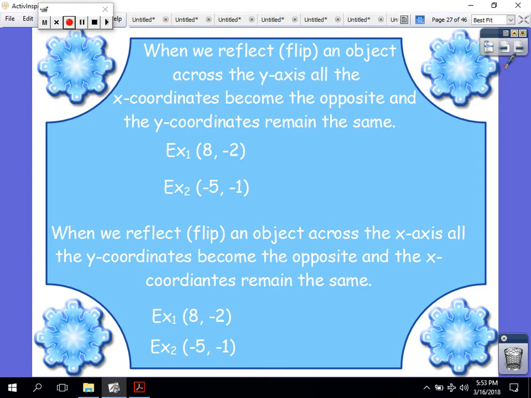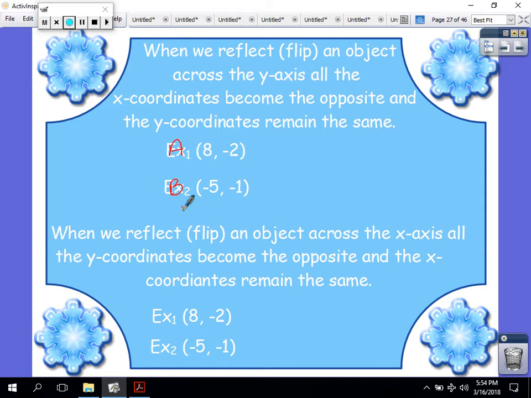Okay, for these problems, you were to fill in the blanks. So it said, when we reflect or flip an object across the y-axis, all the x's become their opposite, and the y's remain the same. So on your paper, I think this is called example A, and this is called example B. So just check your answers here.